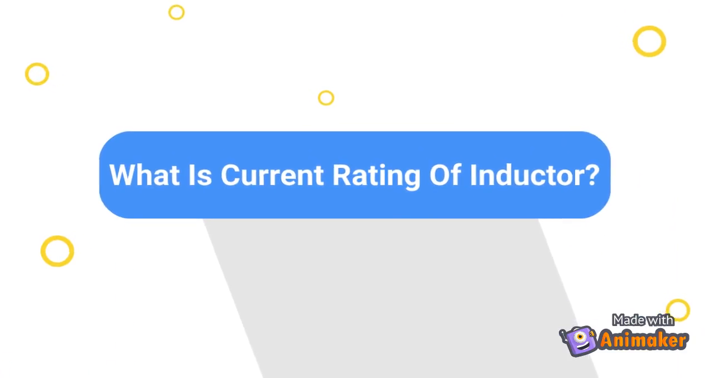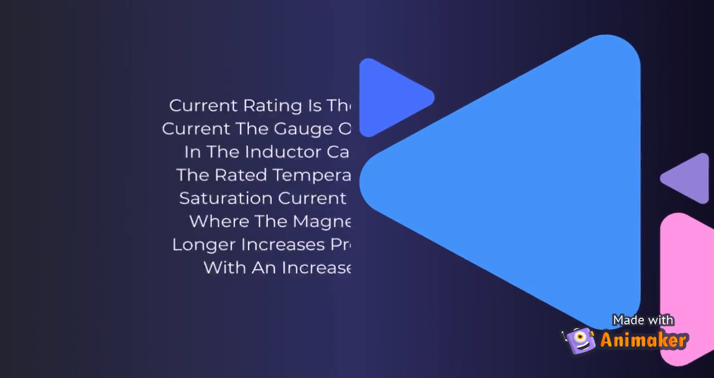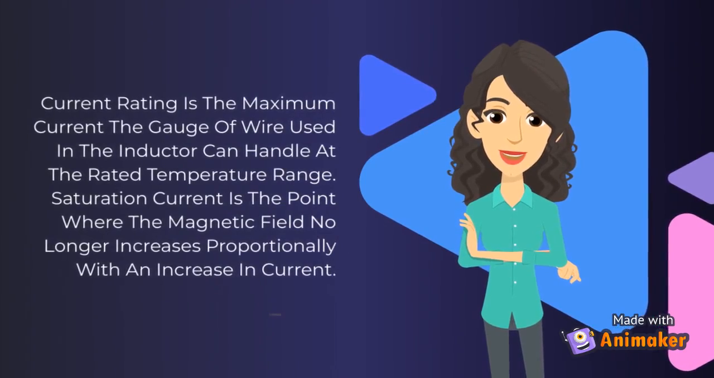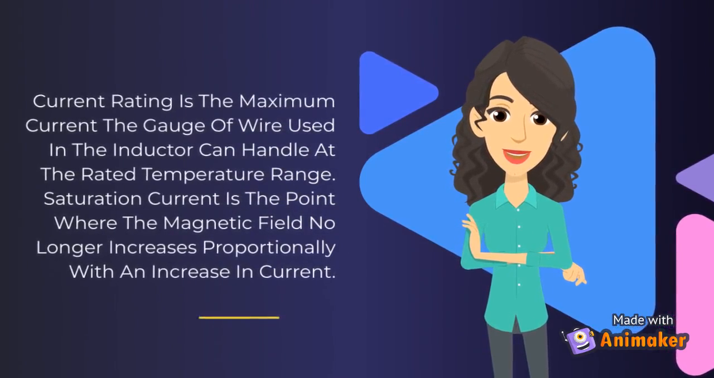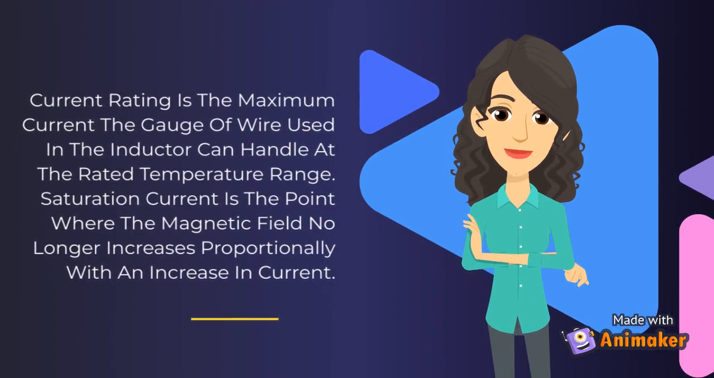What is the current rating of an inductor? Current rating is the maximum current the gauge of wire used in the inductor can handle at the rated temperature range. Saturation current is the point where the magnetic field no longer increases proportionally with an increase in current.